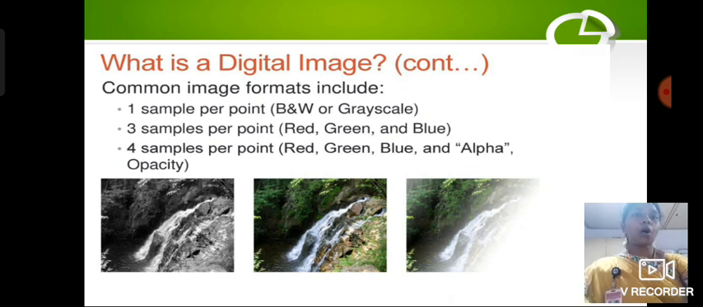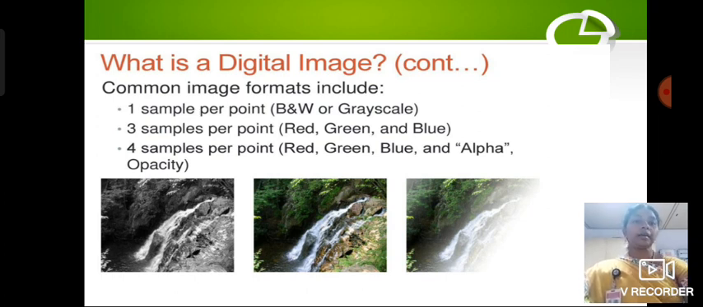Among the common image formats, if you are taking one sample per point, then it is a black and white image, called a grayscale image. With three samples per point, red, green and blue, it is called an RGB color image. So it has a combination of three colors: red, green as well as blue. And four samples per point means it has red, green, blue and the alpha opacity of the image.